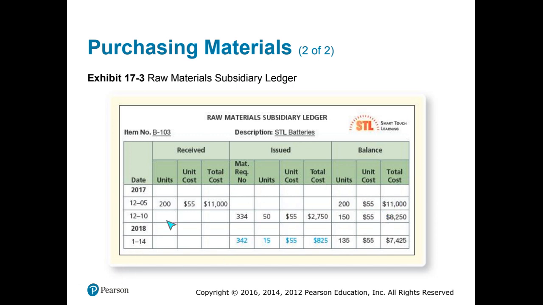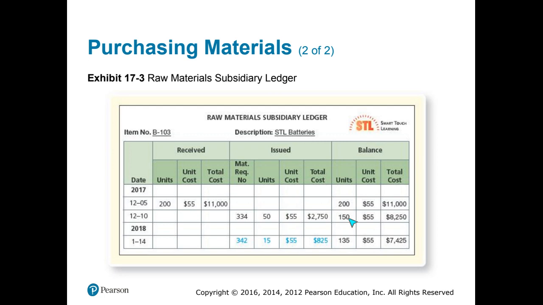Then on December 10th, we didn't receive any, but we issued some to be used. So we received a materials requisition, or a materials request. The request number was 334, kind of like an invoice number or a bill number. This is the request number for the material usage. They requested 50 units, the cost of the unit, $55. So the total cost was $2,750.